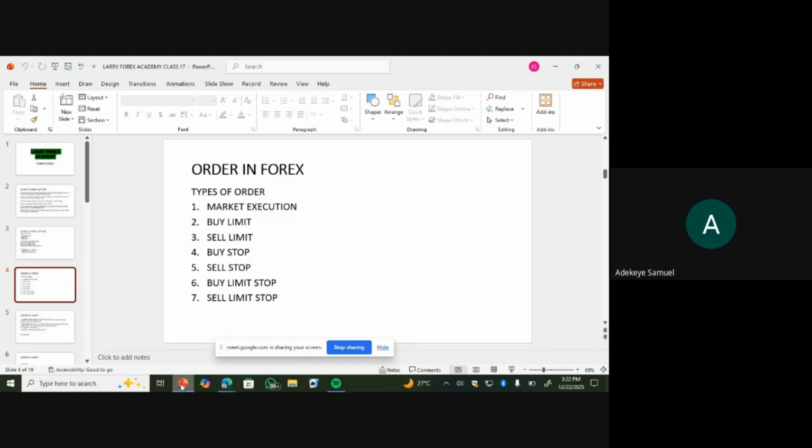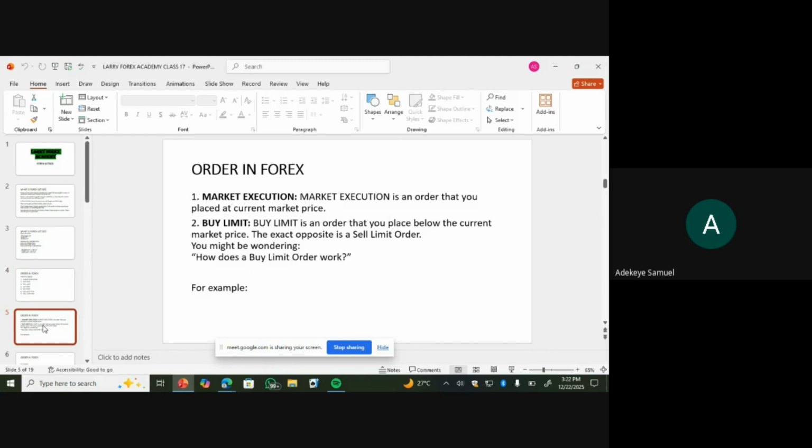Market execution is an order that you place at the current market price. It is when you have done your analysis and you saw that this particular market is going to buy now, and you don't want to miss out.